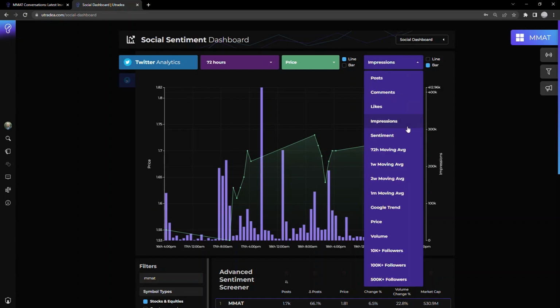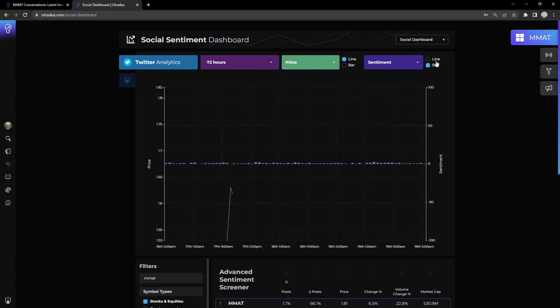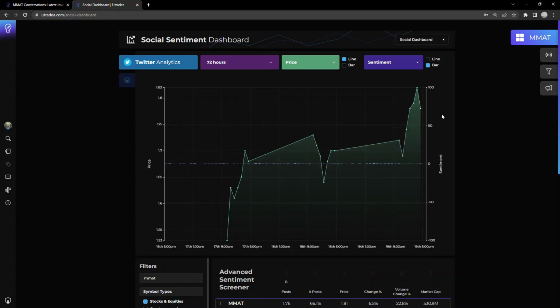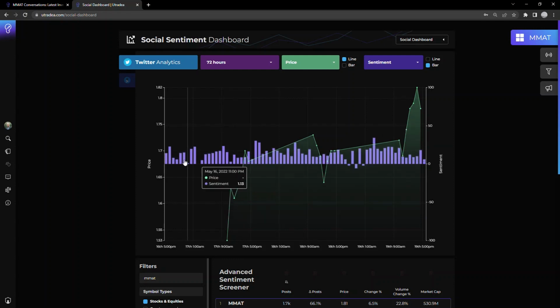Just before we wrap up, let's take a quick look at the sentiment for MMAT. Okay, sentiment, I prefer the bar for this. So sentiment, if you guys aren't aware, 100 is overall positive sentiment, negative 100 is obviously negative sentiment. MMAT seems to maintain a fairly positive sentiment, which is a great sign. That means people tweeting about MMAT are all tweeting, or mostly tweeting, positive things. And if you see positive tweets or positive news about a stock, typically the stock price will go up.